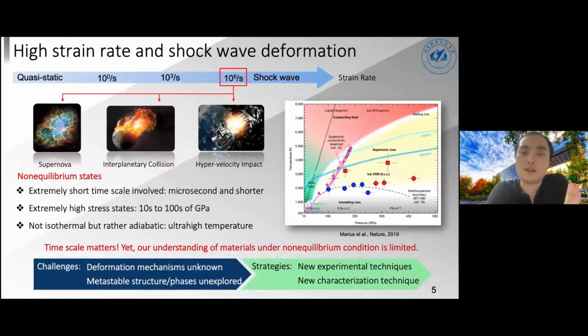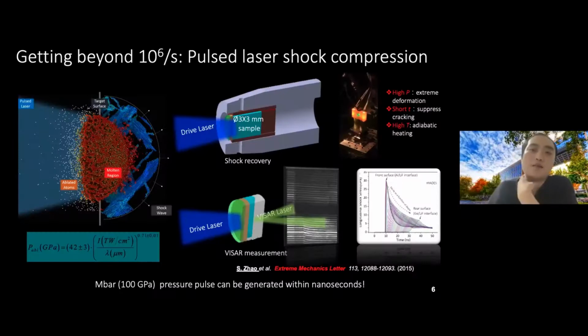So to tackle these challenges, we should either develop a new technique that can subject materials to these extreme conditions, or we need to develop new characterization techniques to look at these materials better. So talking about shock, there are many different ways to conduct a shock experiment, right? Here I just show you a relatively new one called a pulse laser-driven shock experiment. So firstly, a high-power pulse laser.